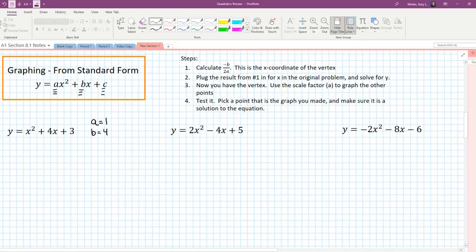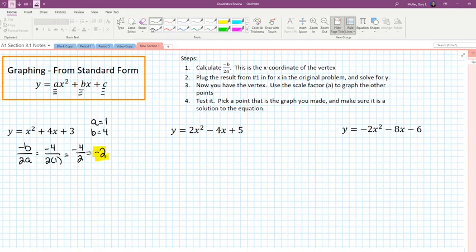All right, so negative b divided by 2a. Another way of saying that is the opposite of b divided by 2a. So negative 4 divided by 2 times 1 is hopefully obviously negative 4 divided by 2, which is negative 2. All right, so we have our x coordinate.